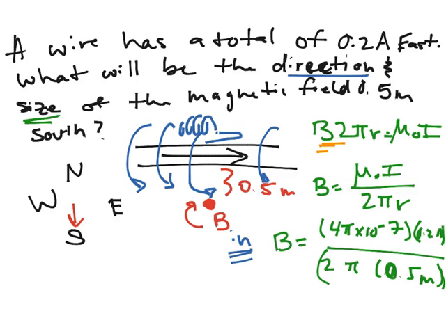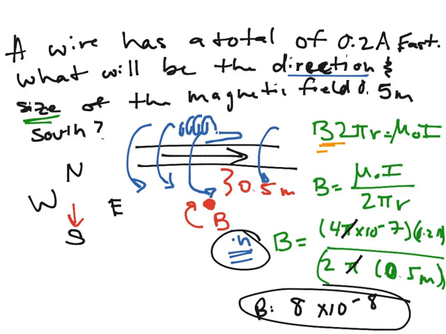Small thing some of you may have noticed: oh look, there's a pi on top and bottom. You can cancel it out to help make your lives easier. If you did this, you would notice that we get 8 times 10 to the negative 8. Oh, that looks like 18, I apologize. 1.8 times 10 to the negative 8. And that, remember, that is in Teslas.